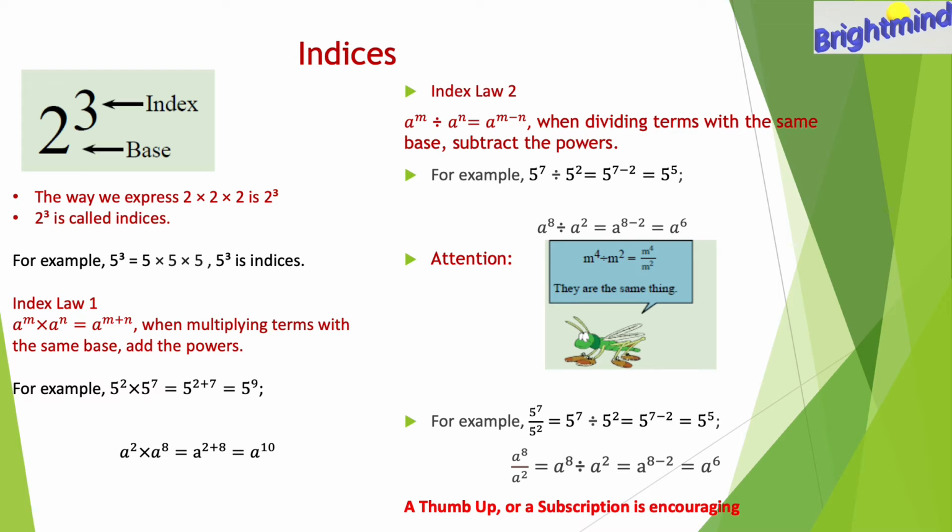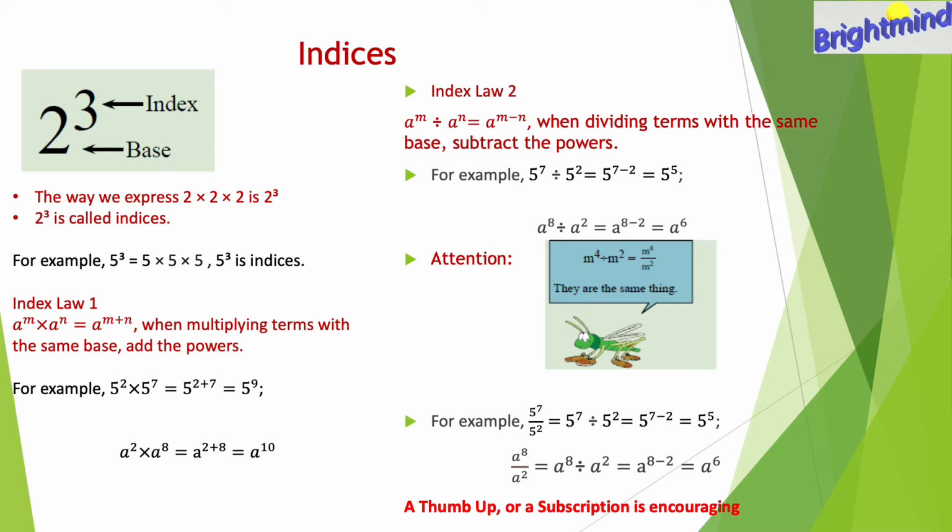Here we should pay attention: m to the power of 4 divided by m to the power of 2 can be rewritten as m to the power of 4 over m to the power of 2. So the fraction m to the power of 4 over m to the power of 2 is actually the same as m to the power of 4 divided by m to the power of 2.